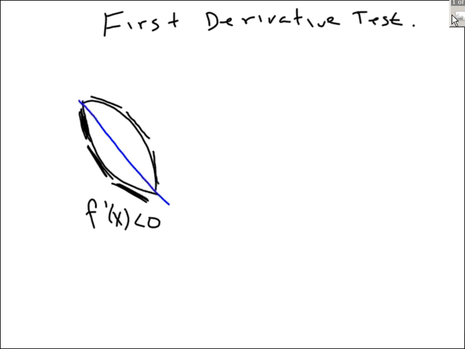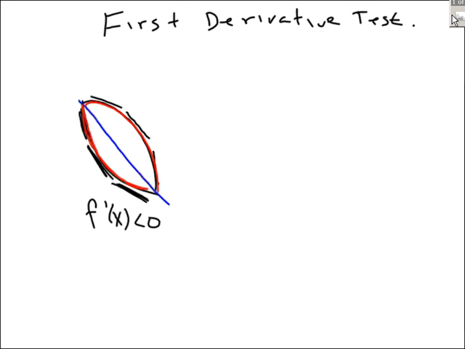Whenever the first derivative is negative, the curve either goes like this, or it goes like that, or a combination of both. It can go like this. But notice it's going down. The slopes of the tangent lines are always negative. They're always negative. Let me get rid of the graph in the middle.